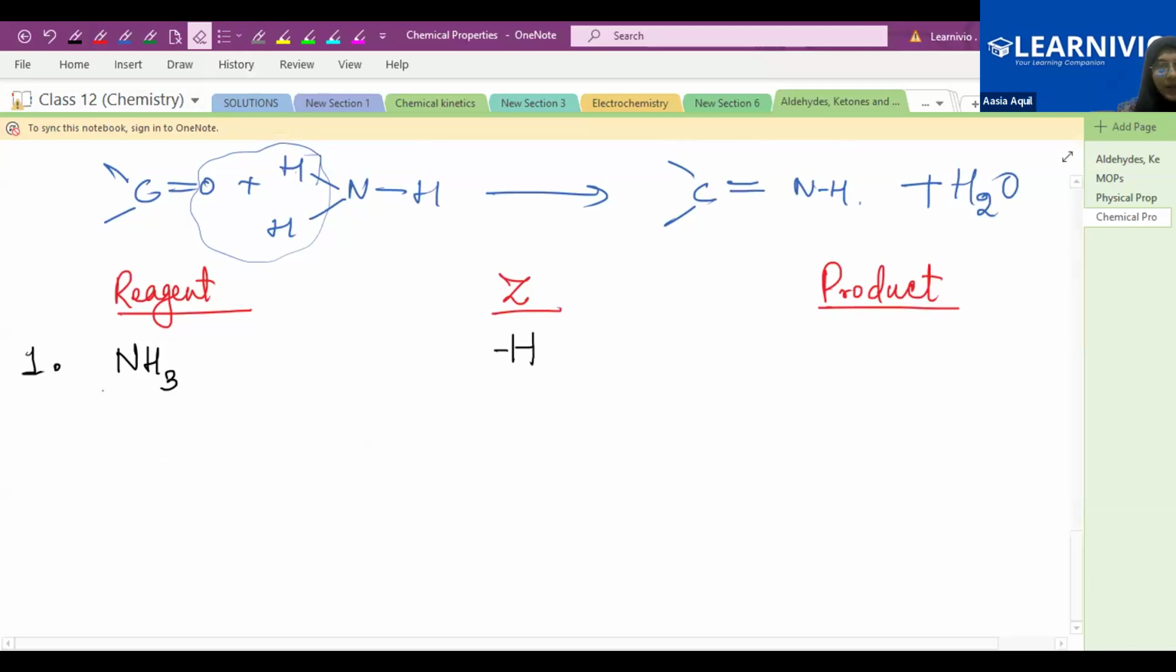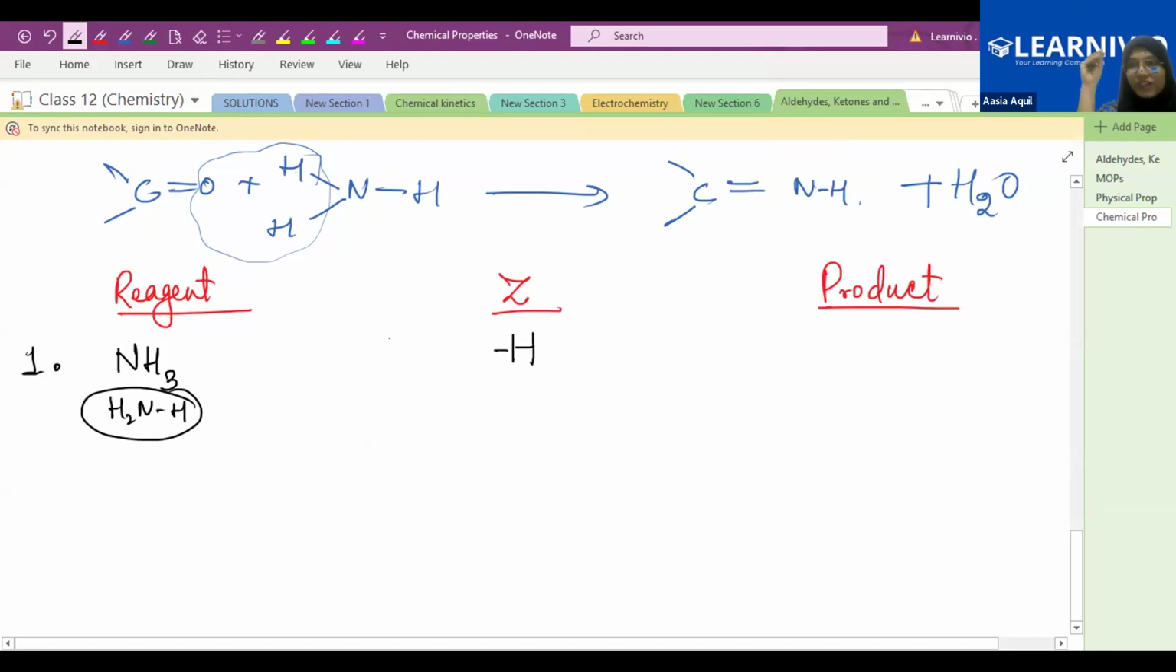I will tell you the trick: NH2 and H. This is nothing but ammonia. I have written ammonia like this. Now, what will be the product? In the product, you have to make an imine, carbon double bond nitrogen. Okay, I'm just telling you the trick.